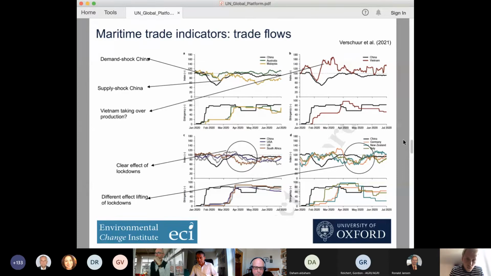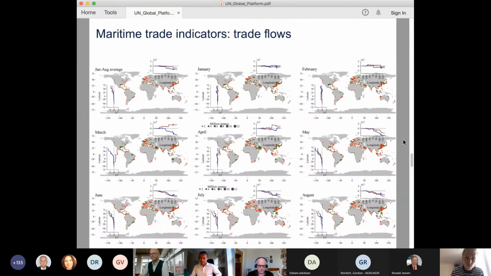Then in the figure on the bottom left, we looked at 3 different countries that initiated lockdown measures in a similar period of time. But as you can see in the circle, the trade data responds in a different way. Some trade statistics respond very quickly, such as in South Africa, whereas in the USA, the trade data responds in a lagged manner. And just to highlight that things are a bit more complex than initially predicted.